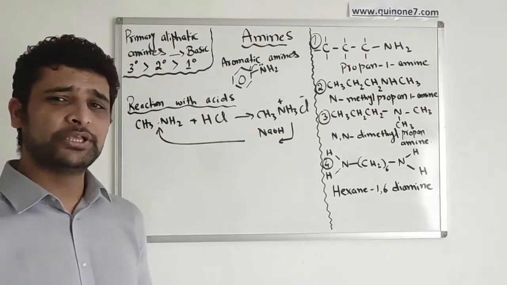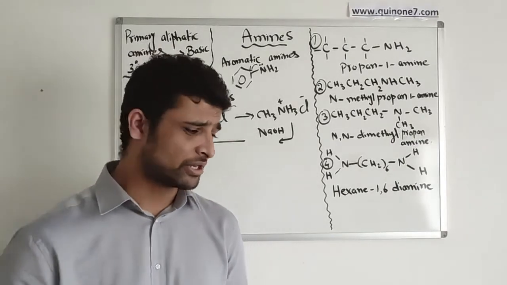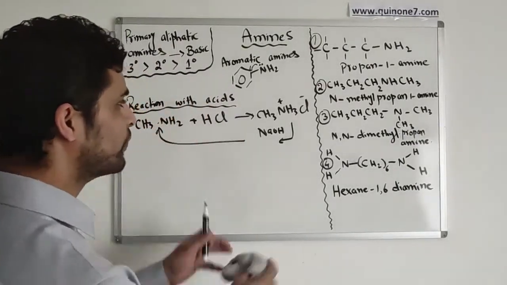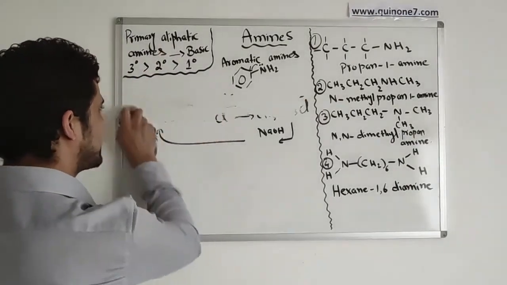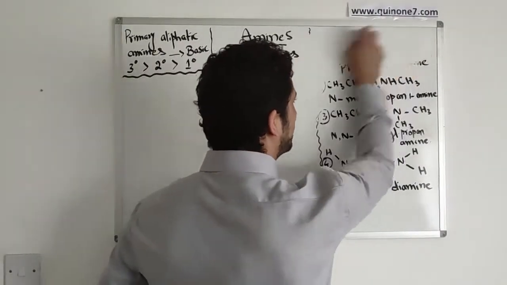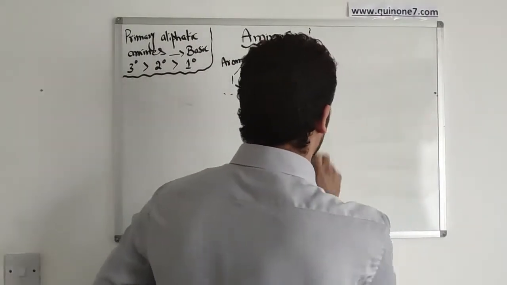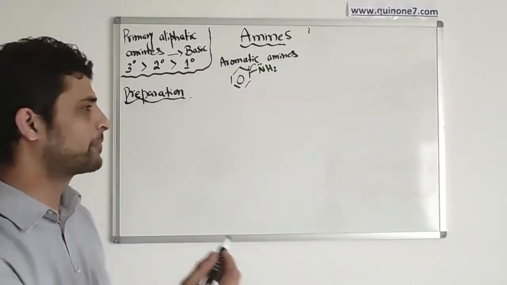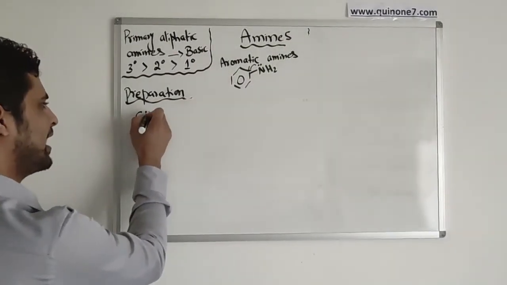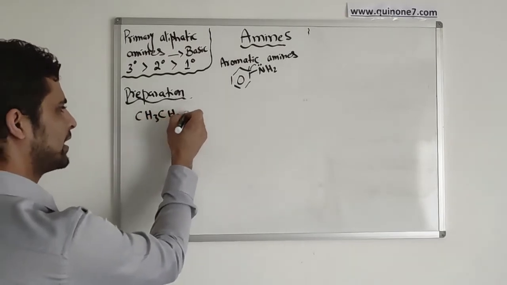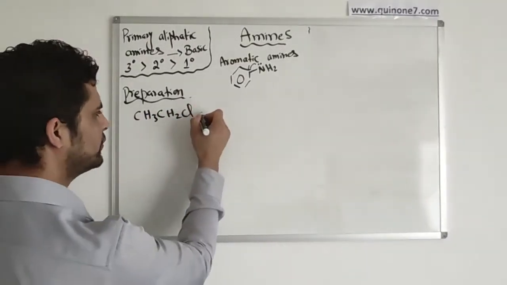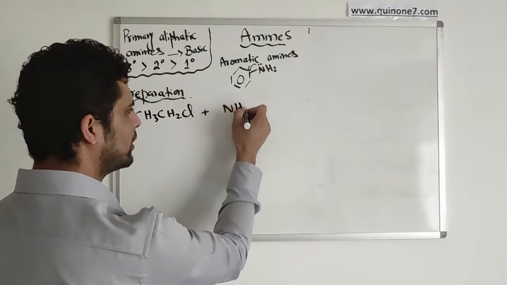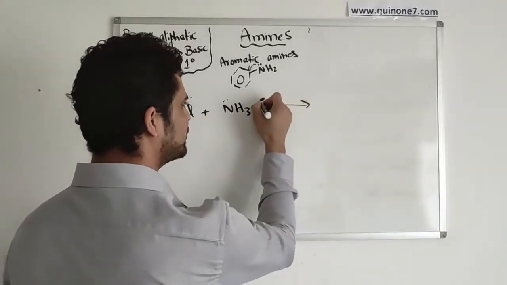So what we're going to do is look at the preparation of amines, and I'm going to quickly remove all of this so I can draw some mechanisms for preparing the amine. Now we're going to look at the preparation of amines. Now you will have a haloalkane like ethyl chloride, and you're going to react it with ammonia in ethanolic conditions.